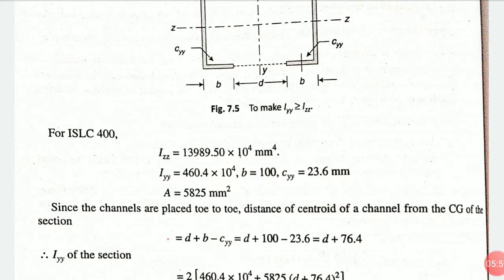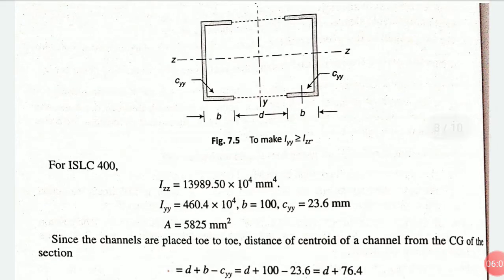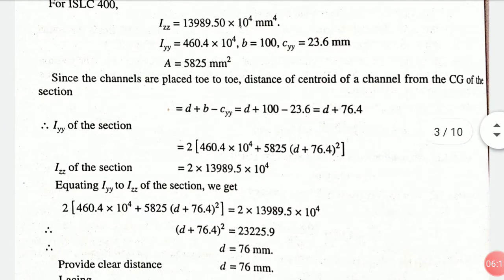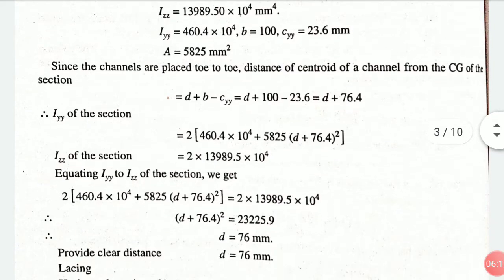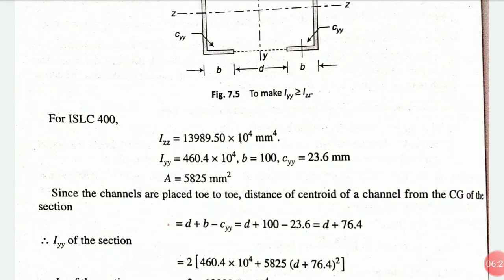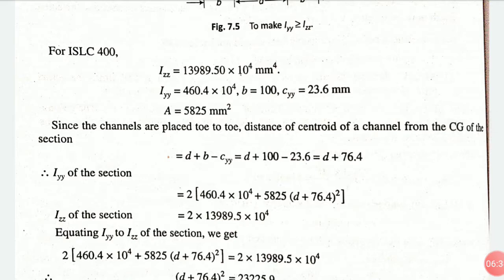and IYY value I have directly. B is 100 mm from steel table and CYY, the CG of that section, is 23.6 mm. Area is 5825 mm square. Since the channels are placed toe to toe, distance of centroid of channel from the CG of the section will be D plus B minus CY. D plus B will give you the total width. Out of that I will deduct CYY, that will be D plus 100 minus 23.6. So the centroid of both the channels will be D plus 76.4.